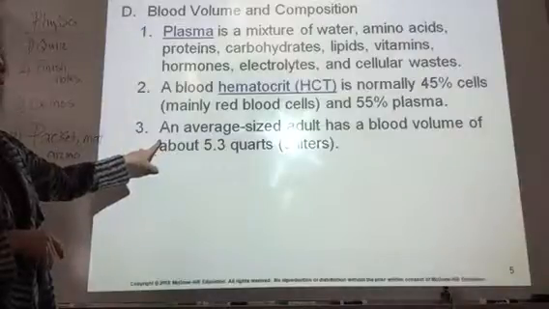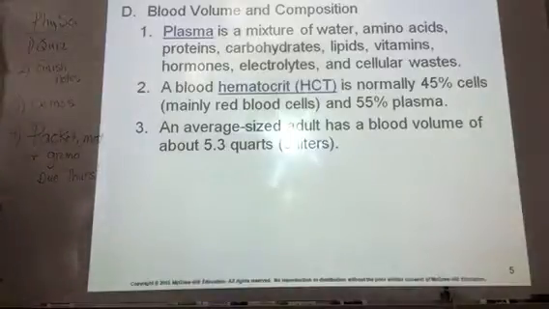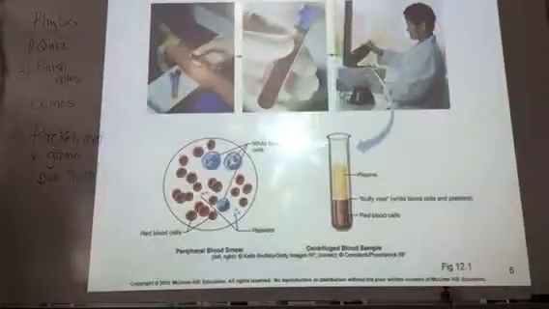Average adult has a blood volume of about 5.3 quarts, 5 liters to kind of give you an idea. When you donate blood, you typically give a pint. If you do doubles, you give 2 pints. And many times, like if you're bleeding, the volume that you see appears to be much larger than it actually is. So average person in your body right now has about 5 liters of blood.